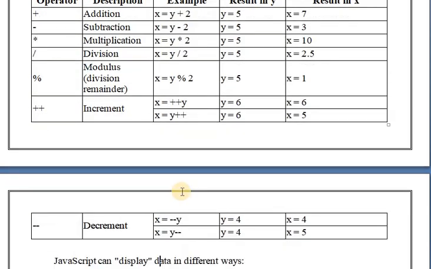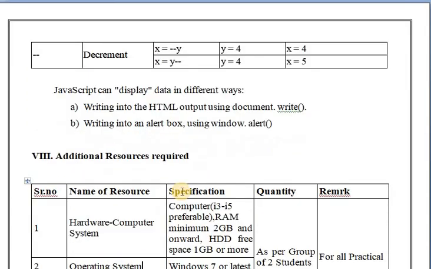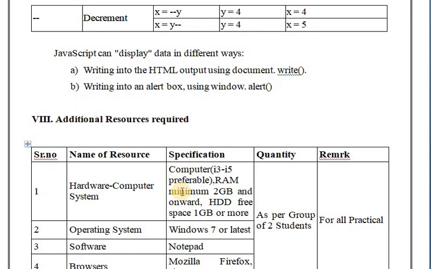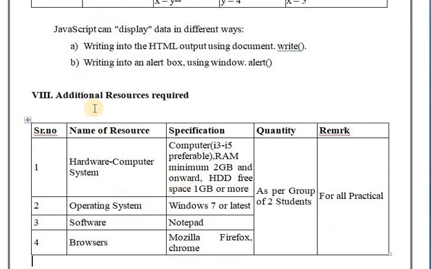Next is the additional resources required. In JavaScript we can display data in different ways: by using the document.write method, that is the object.write method, we display the message, as well as by using the alert box or alert method, like window.alert. These are the additional resources.